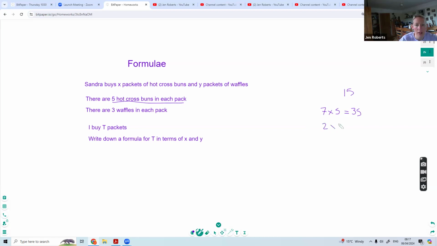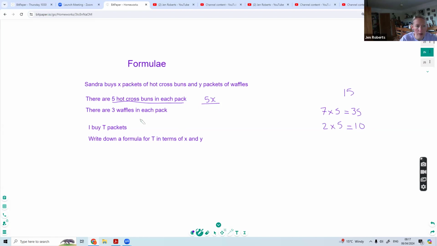She'd have 10. So what are we always doing with this 5? We're always multiplying it, aren't we, by the amount of packets we've got. So she's got X packets. 5 times X is 5X. So she's got 5X hot cross buns altogether.